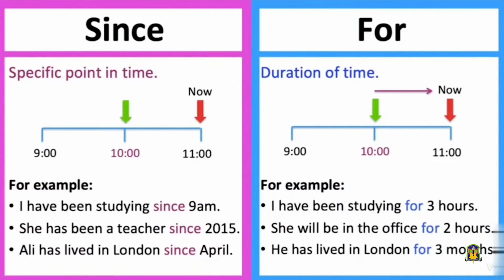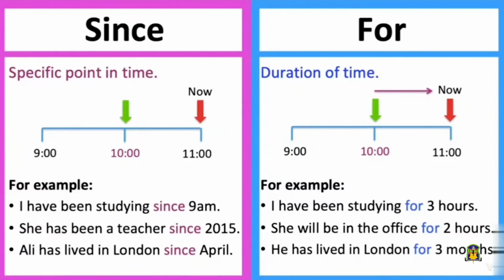Another example we can say, I have been studying since 9 a.m. So that person started studying from 9 o'clock and now it may be 11 or 12 o'clock. So to show that specific time, 9 a.m., we have used since. Likewise, she has been a teacher since 2015. So it shows that the teacher was working there from 2015 onwards. Ali has lived in London since April. So this all shows a specific point of time. And with since, we can use it for present and past. We cannot use it for future tense.